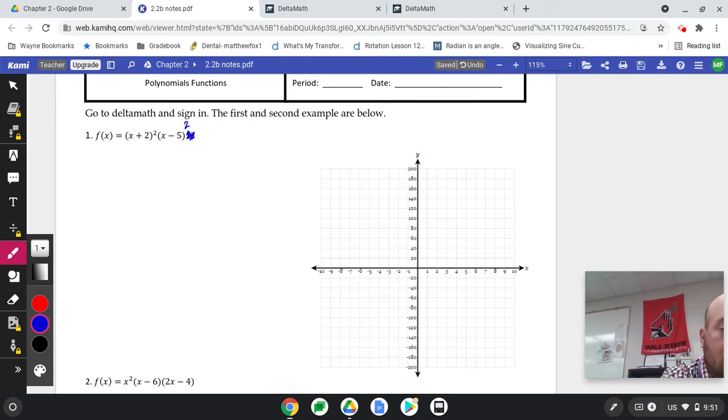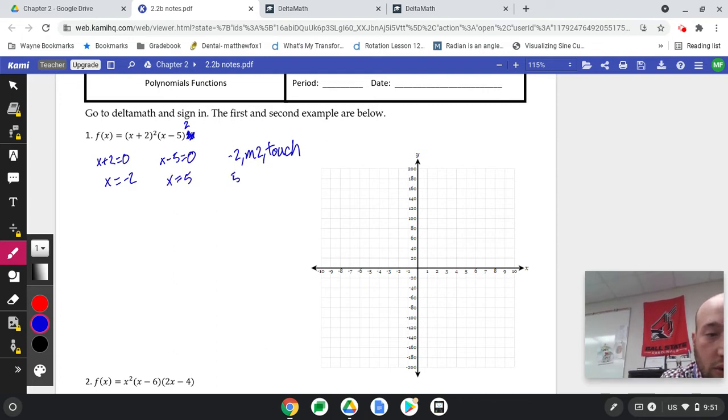So the two examples here, we'd set x plus 2 equal to 0. Subtract 2, we get x equals negative 2. That's going to have a multiplicity of 2, which means it will touch. Meanwhile, we will have x minus 5 equals 0, so we have x equals 5. Once again, multiplicity of 2, it will touch. So negative 2 and 5, those are our spots.